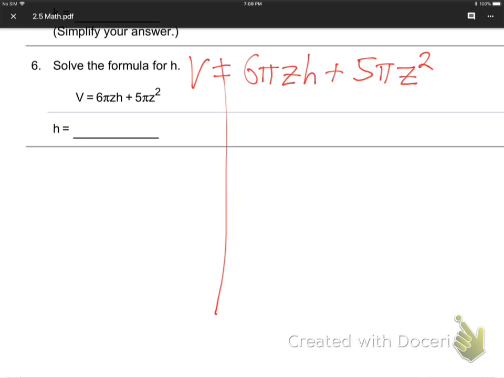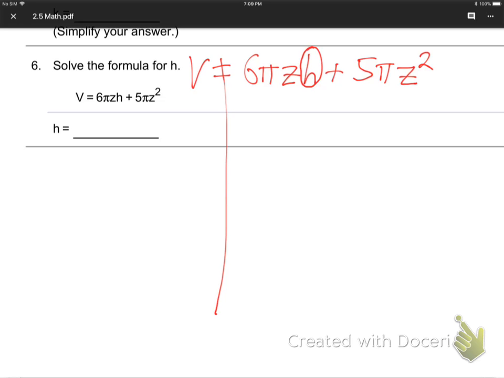It's kind of like keeping your eye on the ball, right? You've got to stay focused, there's so many letters everywhere. Which one's the H? This one right here. Get that H alone. What are we going to do? Subtract the 5 pi Z squared.